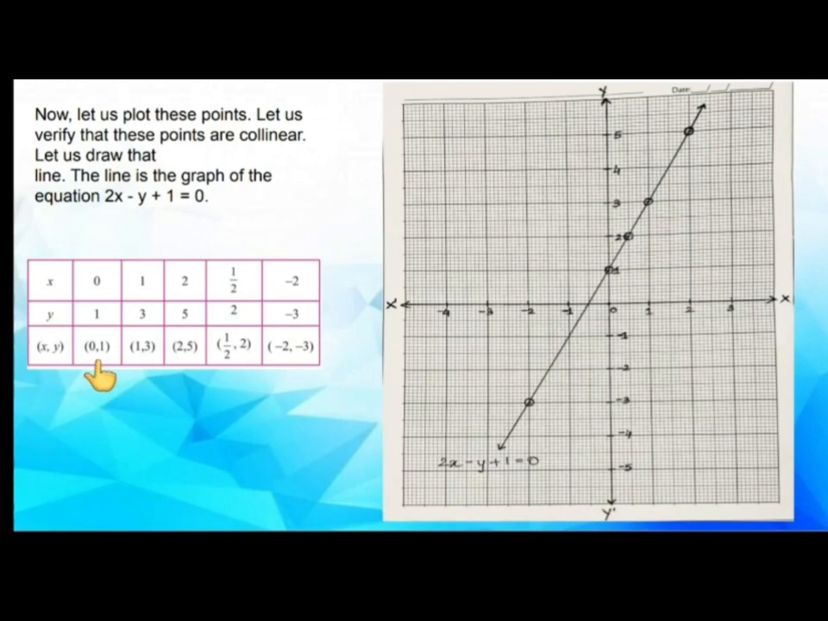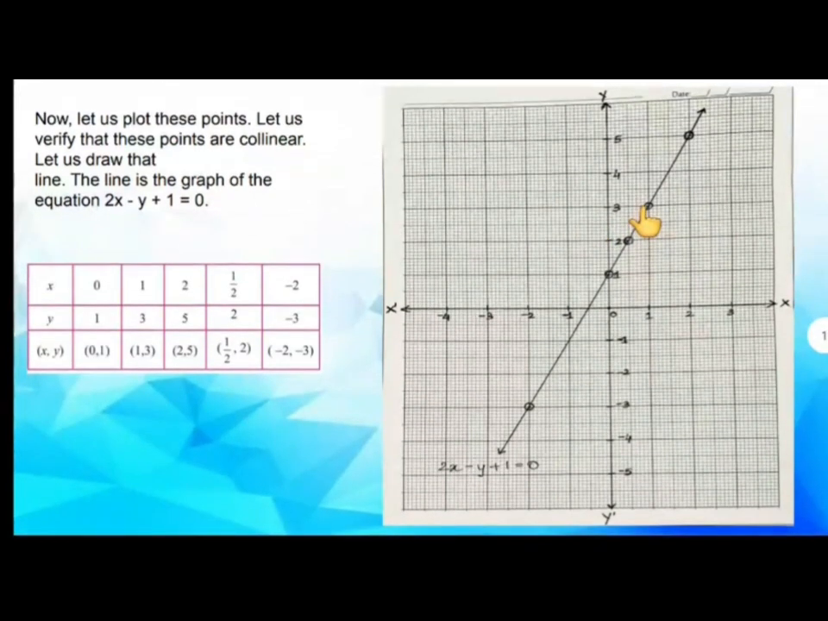Our x coordinate is 0 and y coordinate is 1. So on the x-axis we locate 0 and on the y-axis we locate 1. So the intersection of the 2 points will be the location of our first point, which is here. Next, our x coordinate is 1 and y coordinate is 3. So on the x-axis we locate 1 and on the y-axis we locate 3 here. So the intersection of the 2 points will be the location of our next point, with x coordinate as 1 and y coordinate as 3.